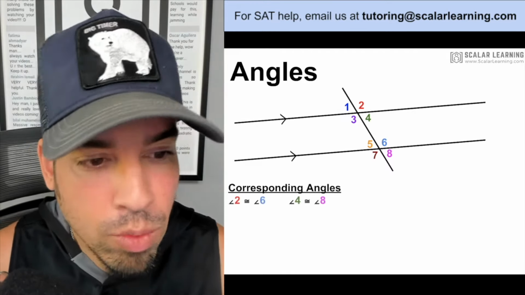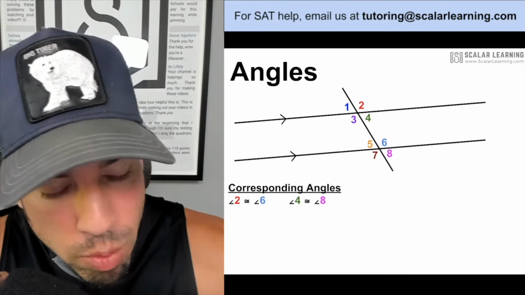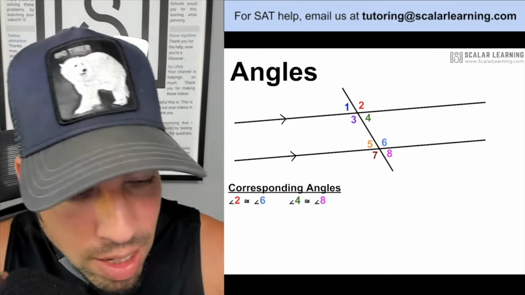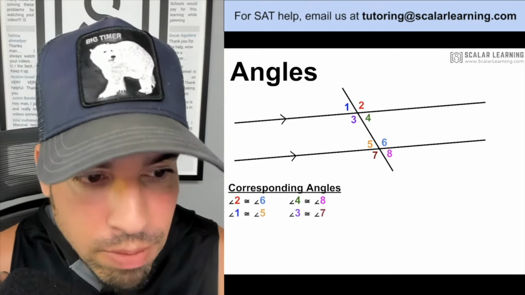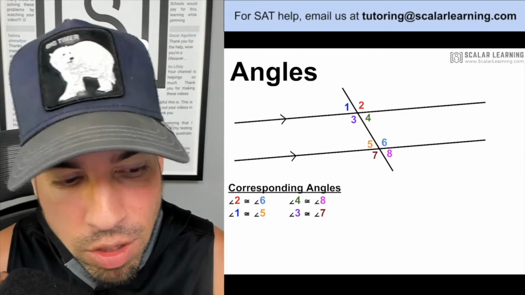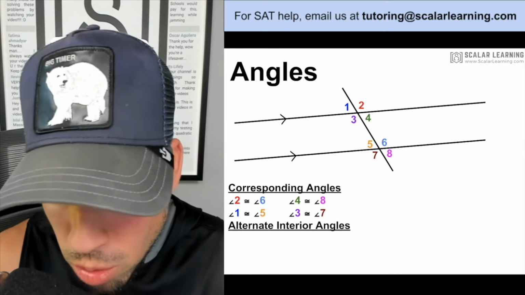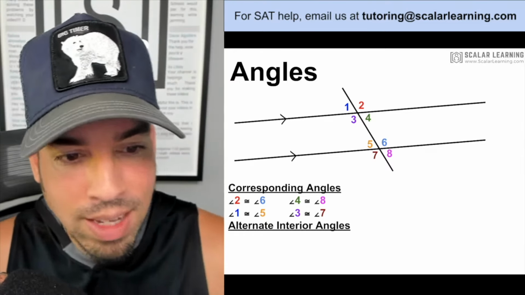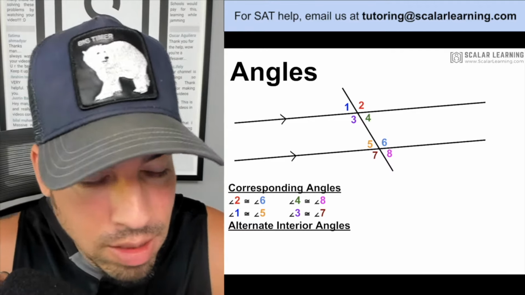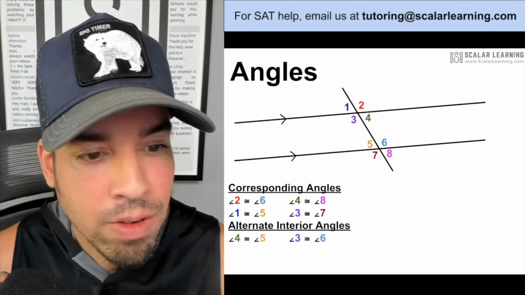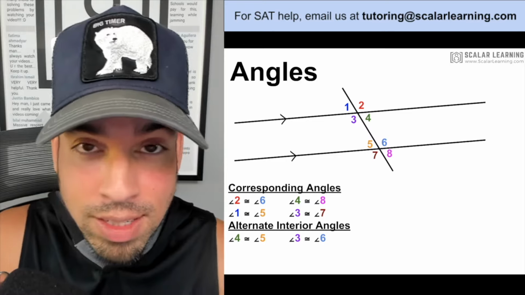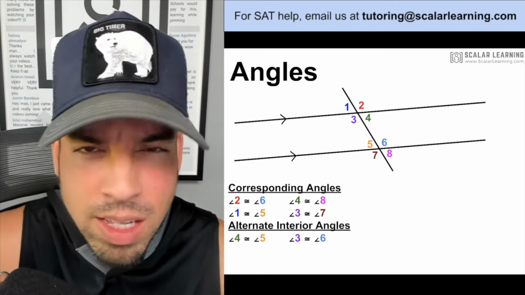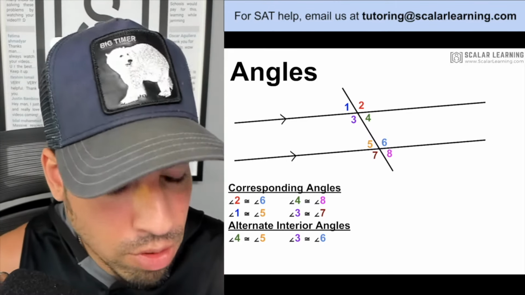So for example, we have 2, if you slide it down, will be the same as 6. 4, if you slide it down, will be the same as 8. Likewise, we have 1 is congruent to 5, 3 is congruent to 7. We also have alternate interior angles, meaning on the inside of those parallel lines. So we have alternate, meaning 4 and 5, they're kind of on the alternate sides of the transversal, but they're congruent. They look congruent, so that makes sense. We also have 3 and 6.